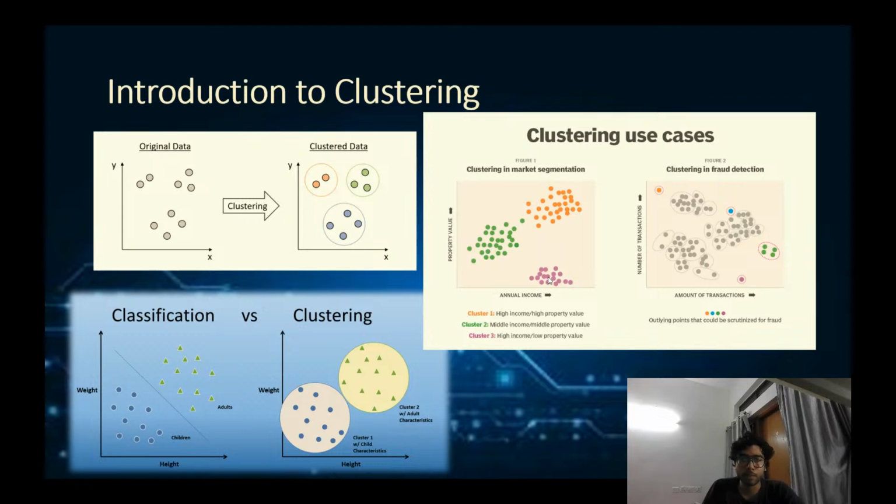Similarly, this could be for if you are selling any other products in the market, and they could be your target population, right? So another example could be in fraud detection. For example, on the x-axis you have amount of transaction, on the y-axis you have number of transactions. So you make clusters out of these two parameters, and you find that some variables are there which have higher amount of transactions, but the number of transactions are very low.